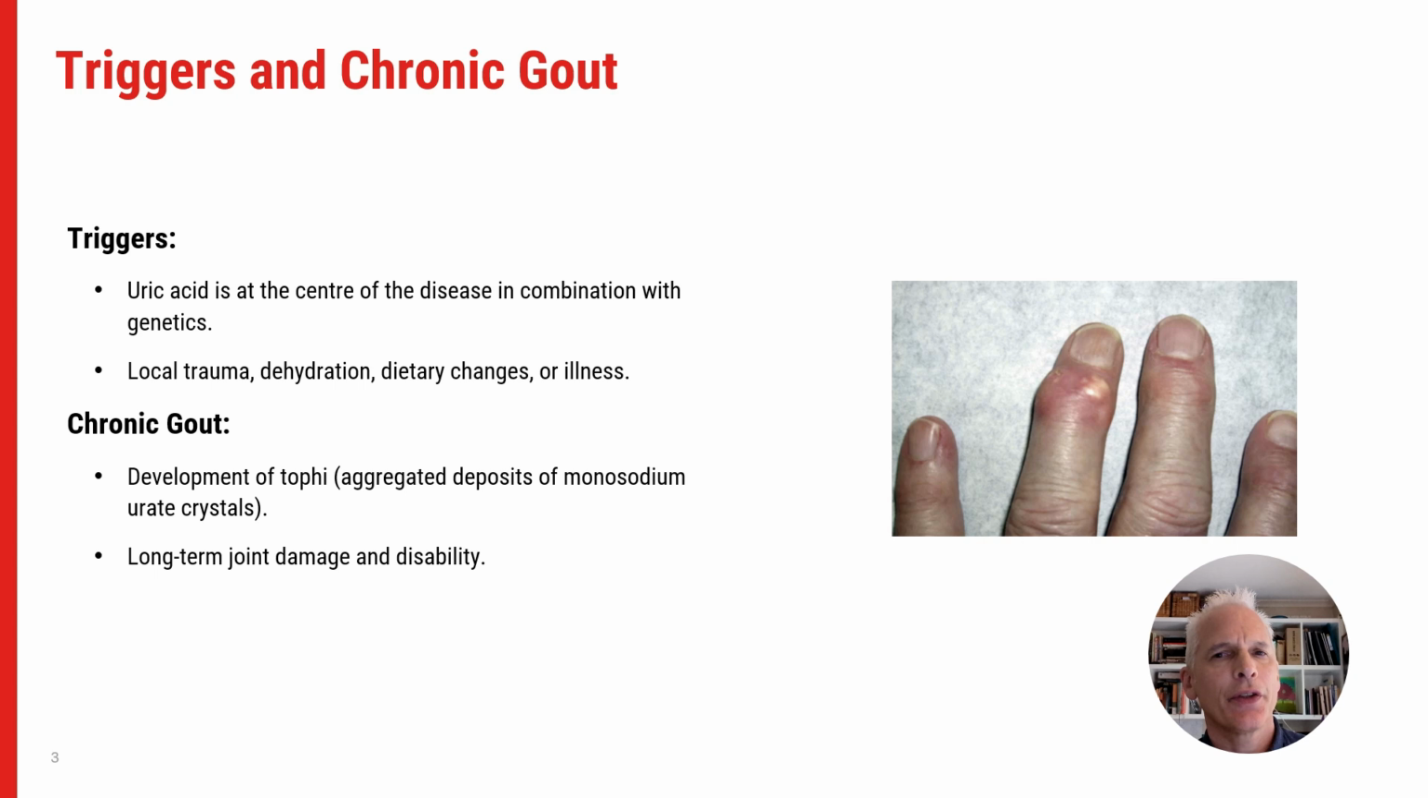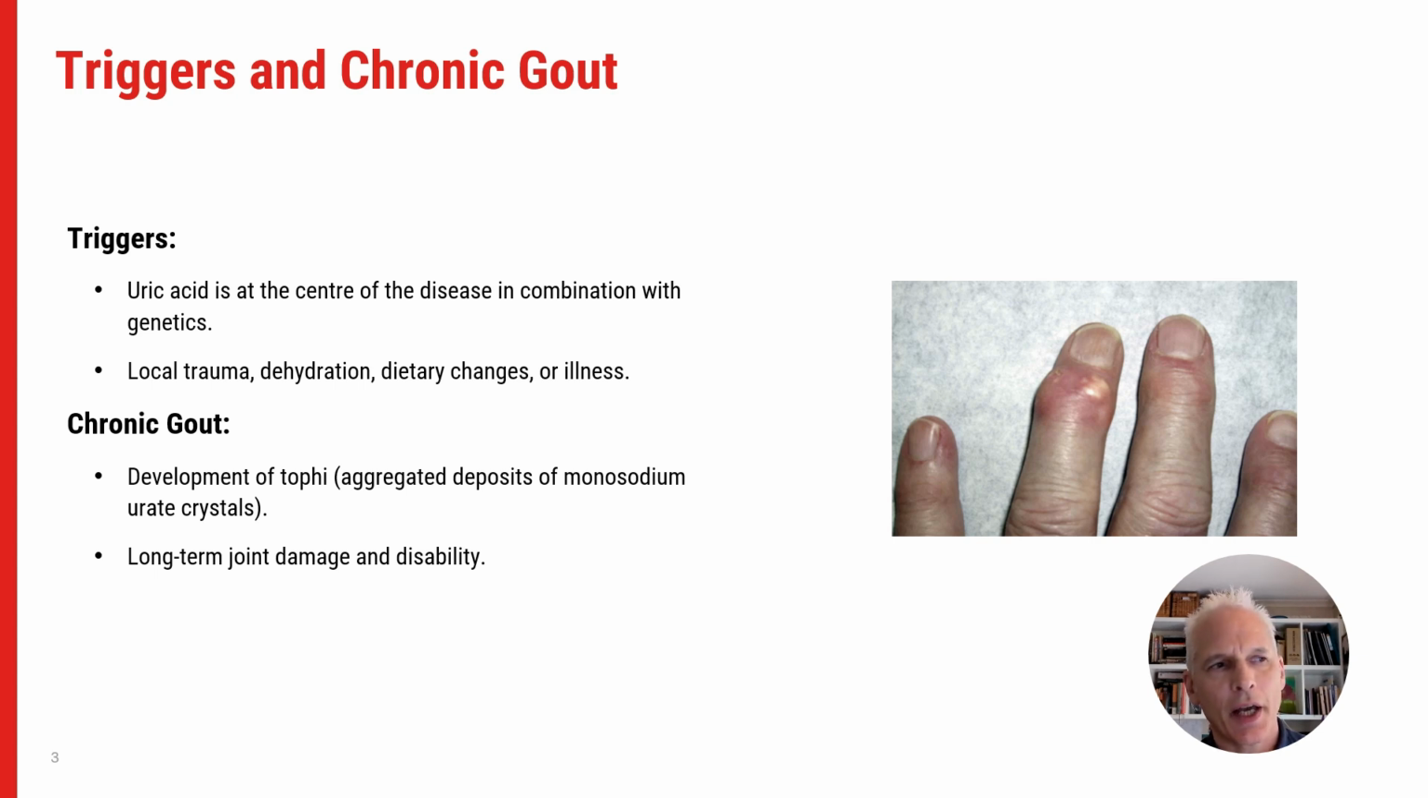So let's talk about the triggers and causes of gout. The essence of gout is around uric acid, and we'll discuss a little bit more about that in detail soon. So uric acid is at the centre of the disease, and it ultimately is around elevated uric acid levels in the blood. So this is typically caused by a genetic predisposition. Traditionally, if you look at the literature, people have blamed diet as the principal cause, but over the last 10 years we now know that gout is primarily caused by genetic changes or inheritance.